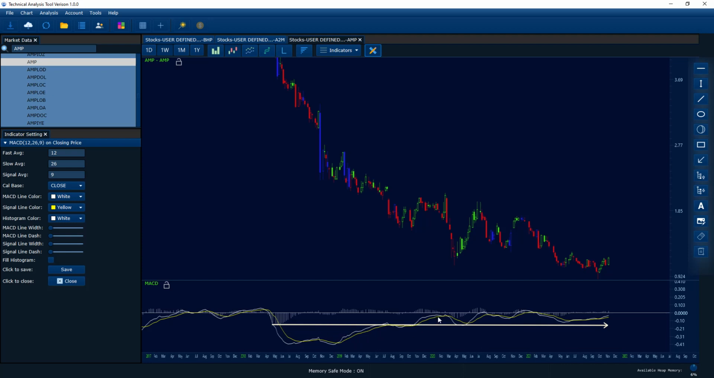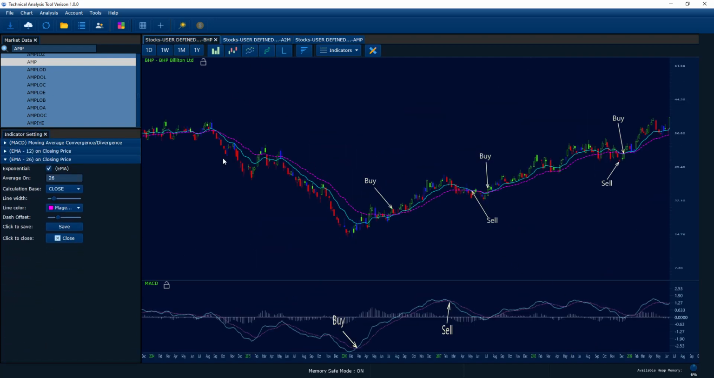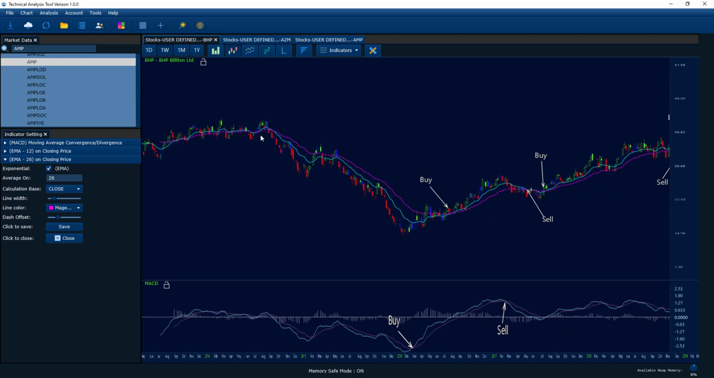Because these two lines always stay below the zero line, it means the faster moving average line is always below, as you can see here, the slower moving average. So in order for the share price to move down, the faster moving average or EMA has to stay below the slower moving average or EMA.